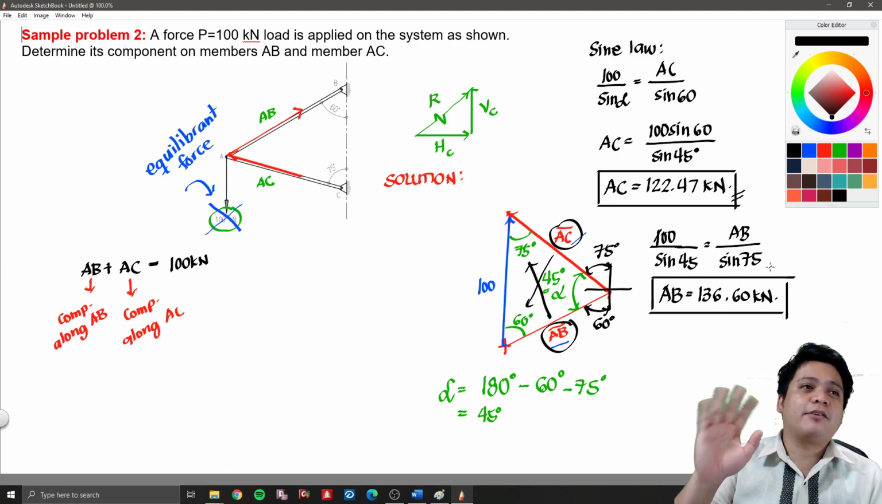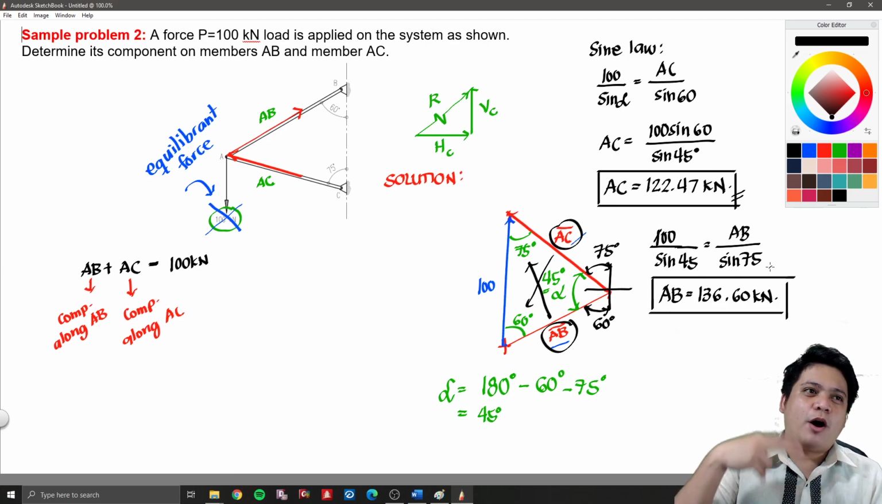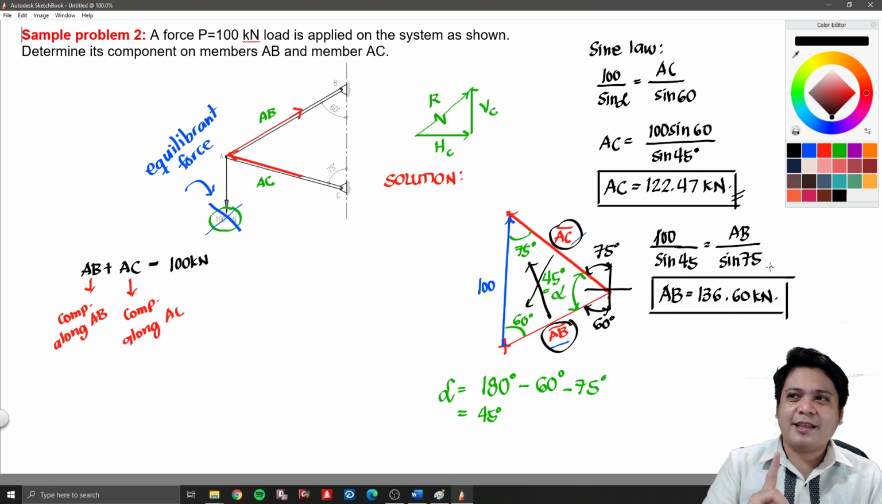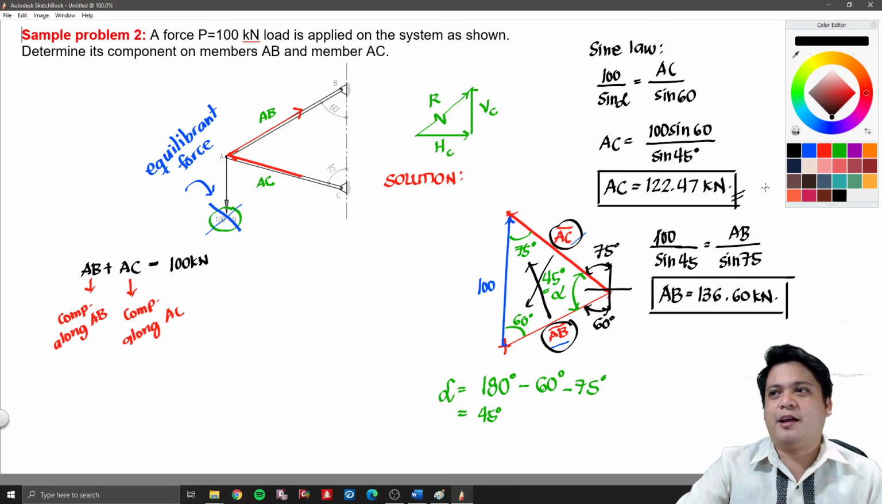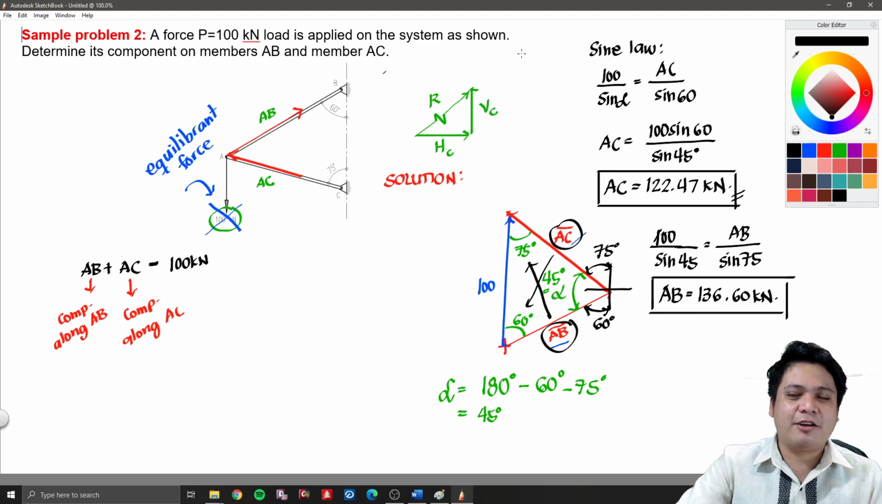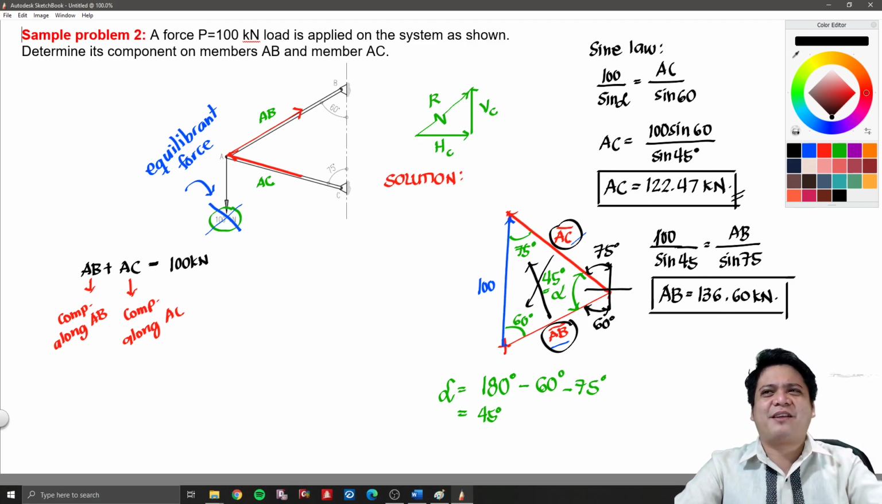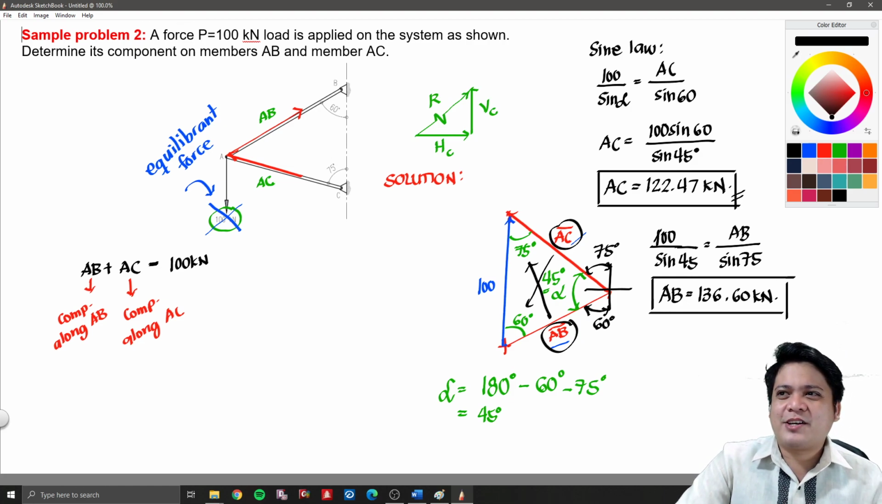Okay? Basta meron kang tatlong forces, dalawang components, isang resultant, then you can use the triangle method. Okay? Or parallelogram. Pero same lang yun. Parang hinati lang sa dalawa yung parallelogram para maging triangle. Okay? So, any question?